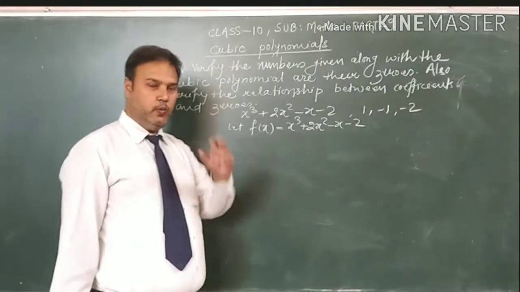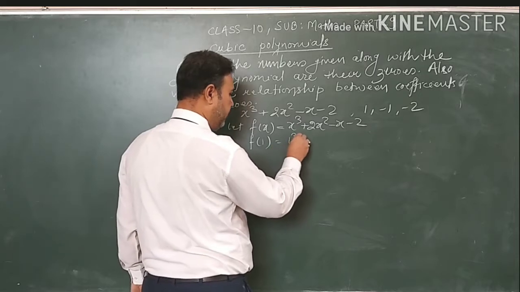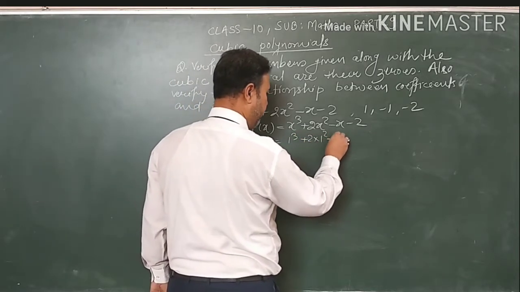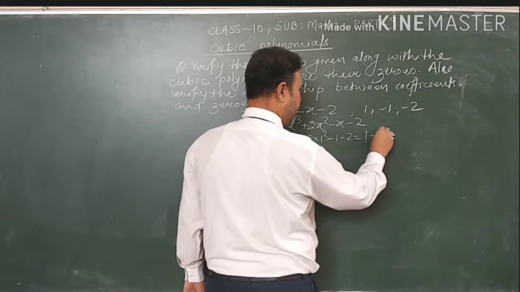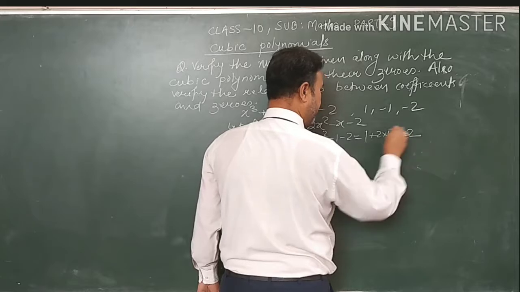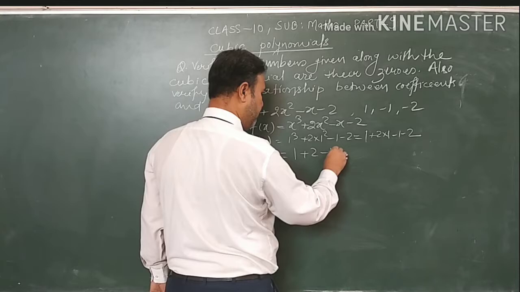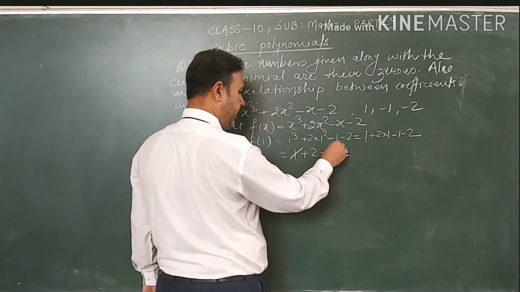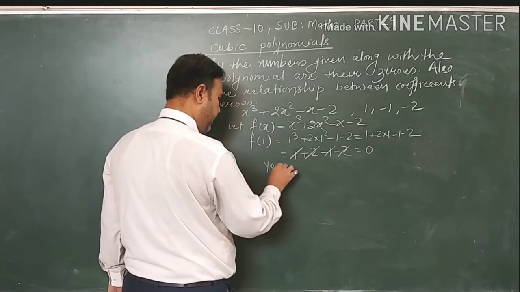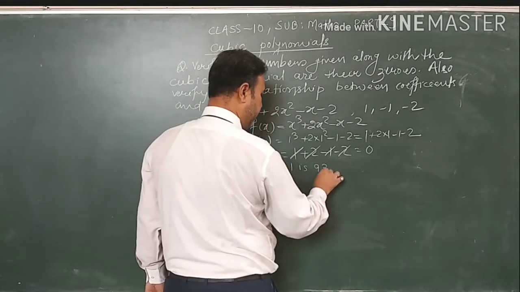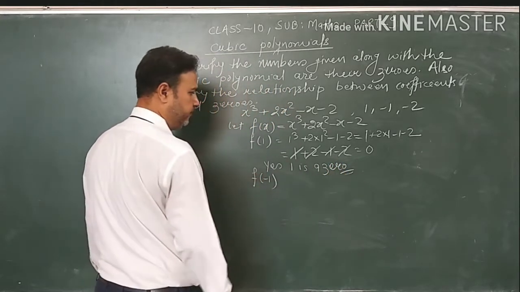First, 1. In place of x, we will put 1. 1 cube plus 2 into 1 square minus 1 minus 2. 1 cube is 1, plus 2 into 1, minus 1, minus 2. 1 plus 2 minus 1 minus 2. Plus 1 minus 1 is 0, plus 2 minus 2 is 0. Yes, 1 is a zero.